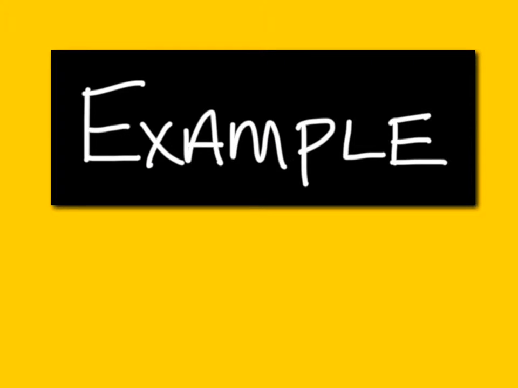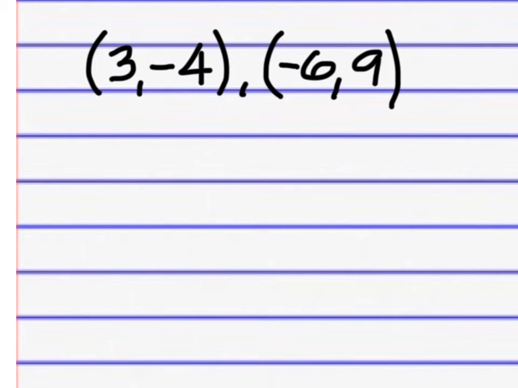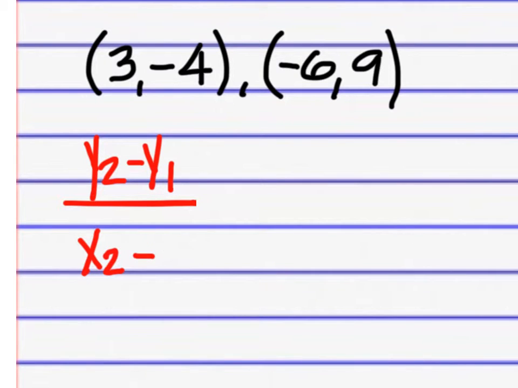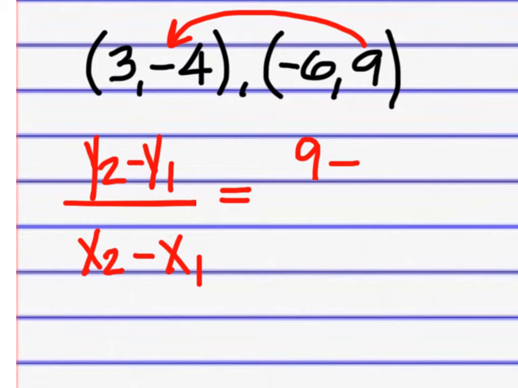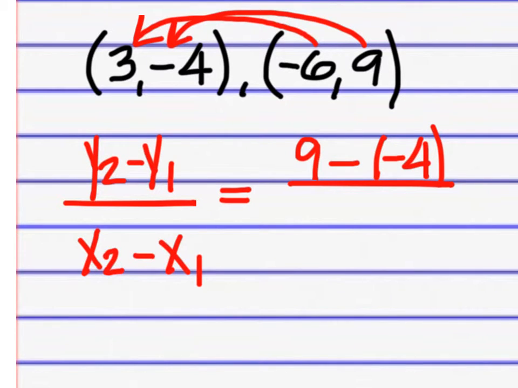Here's an example of that formula. We are given the points 3, negative 4, and negative 6, 9. The formula is y2 minus y1 over x2 minus x1. You will fill in the numbers where necessary. 9 minus a negative 4 is on top. On the bottom is negative 6 minus 3.